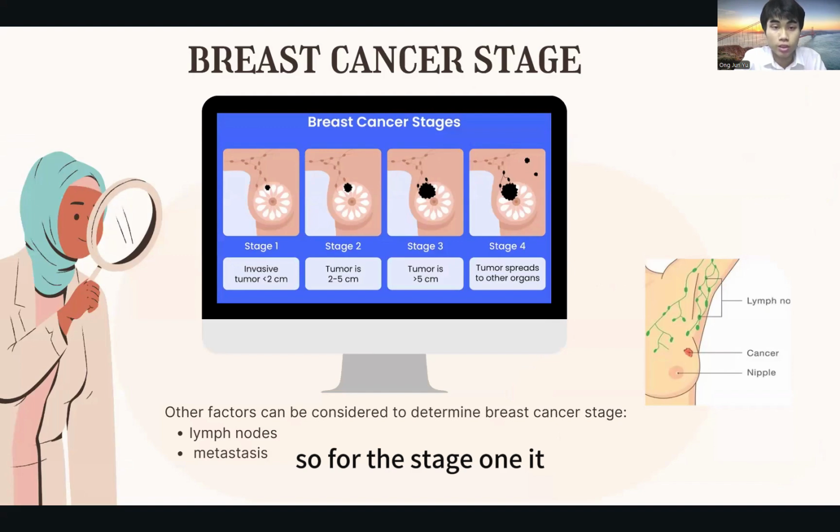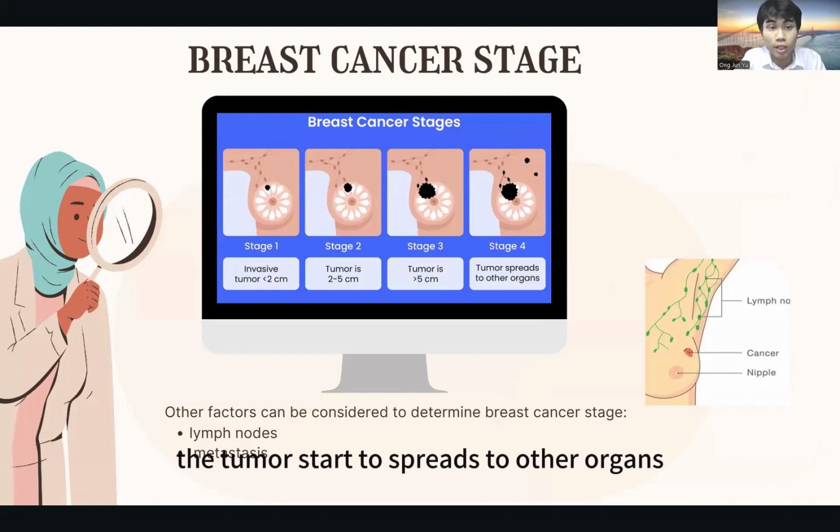Next, I would like to talk about the breast cancer stage. For stage 1, it consists of an invasive tumor which is less than 2 cm. In the second stage, the tumor is about 2 to 5 cm. In stage 3, the tumor is more than 5 cm. And the last stage, which is stage 4, the tumor starts to spread to other organs.